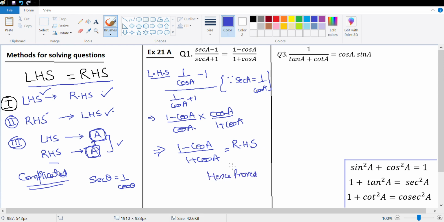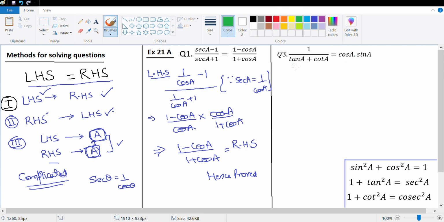Let's look at the next question. The next question is question number 3. Question number 3 says 1 upon tan A plus cot A is equal to cos A multiplied with sin A. That's what I need to prove. Again, like I said, I would try and work with the complicated side. So I feel this is more complicated than cos A into sin A.